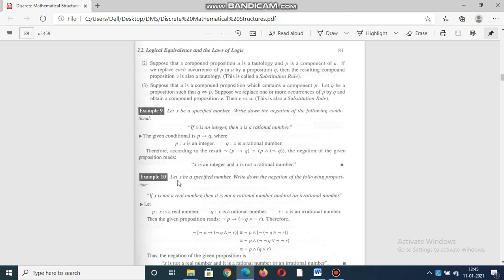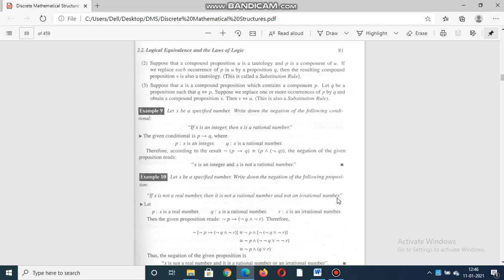Next question: let x be a specified number, write down the negation of the following proposition. If x is not a real number, this is your question or statement. If x is not a real number, comma, then, so before this portion we consider as one proposition p. Next, it is not a rational number. Up to this we conclude it as one proposition, it is q, and it is the symbol of conjunction. After that, next, not an irrational number.